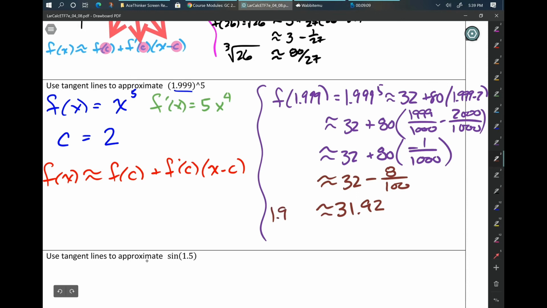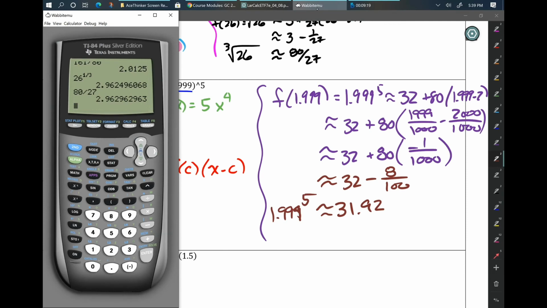So 1.999 raised to the 5th power, my approximation is 31.92. The calculator gives 31.9200. We got 31.92. I feel pretty good about this. I think this is amazing that this works as well as it does. I mean, the geometry of it says it should, and then the reality is it does.